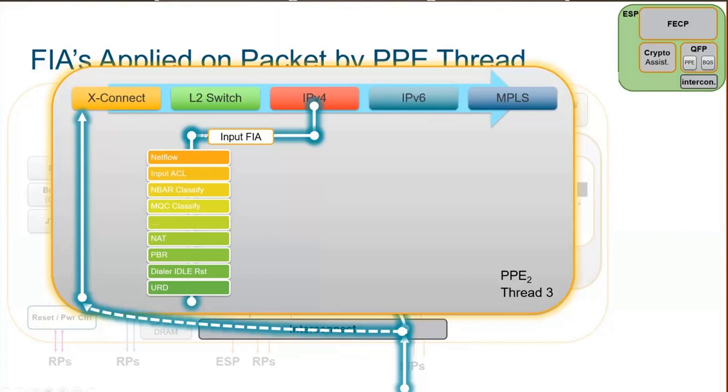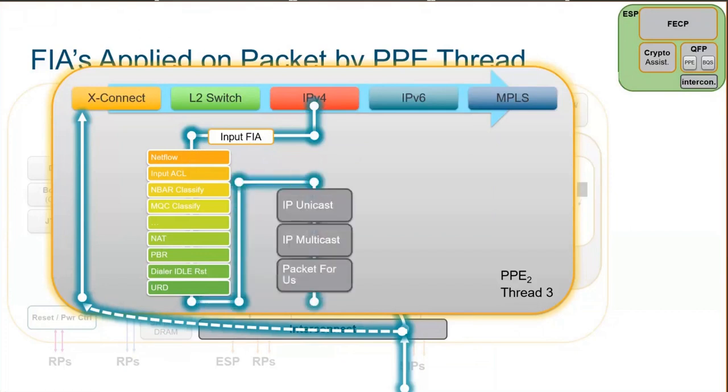Once the packet is in the thread, it will match all these features and check if each has to be applied on that particular packet or not. If it is applicable, it will apply the feature. And once the feature is applied, we'll see how to further process the packet, whether it is IP unicast, IP multicast, or packet for us.